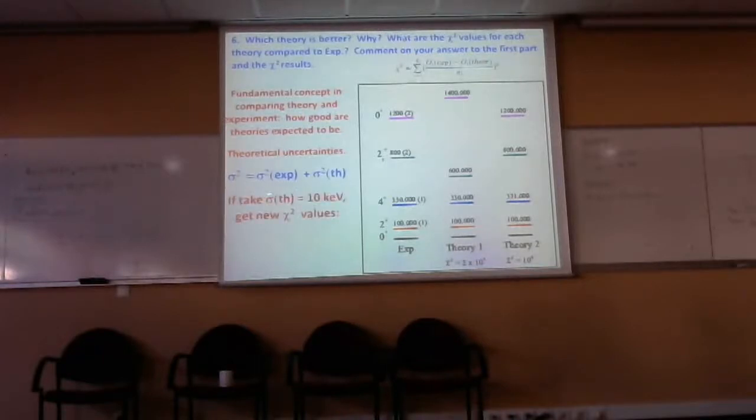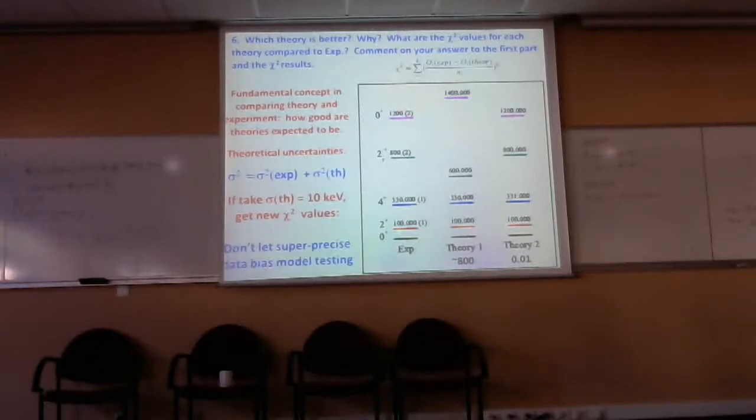So here I do an example where I take 10 kilovolts for all the levels, okay, and I write the errors like this, and then I get new chi-squareds, 800 and 0.01. And that much better reflects the actual quality of these two calculations. So the message here is take theoretical uncertainties into account. And you can fight for days and weeks about what value to put in here, but at some level you have to put in something. And if you don't, you'll make wrong conclusions.